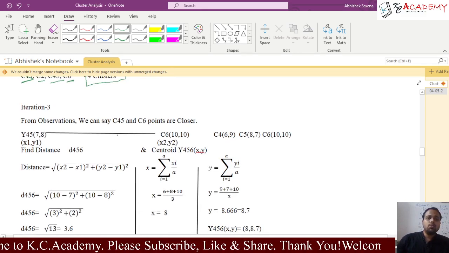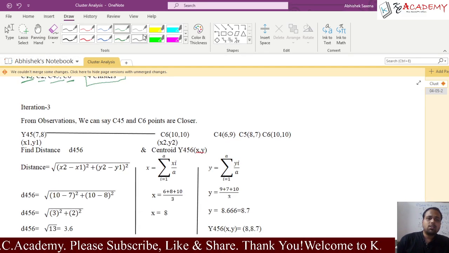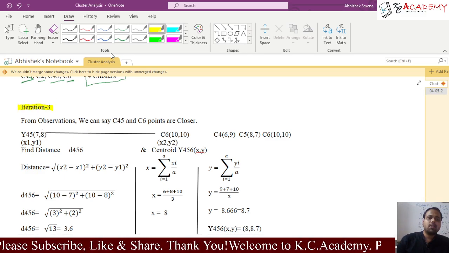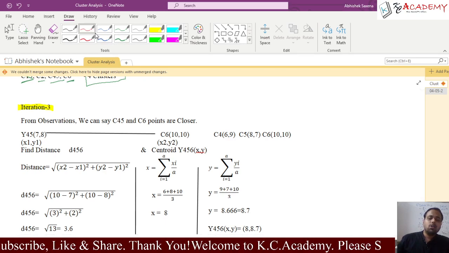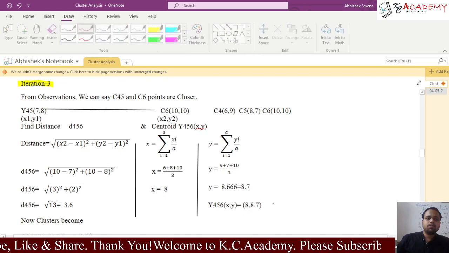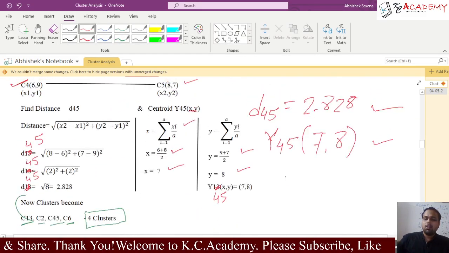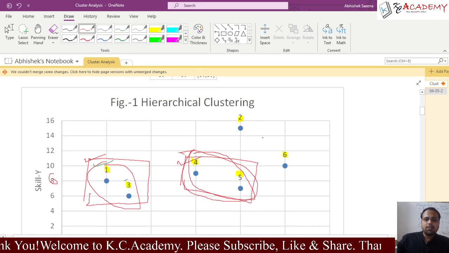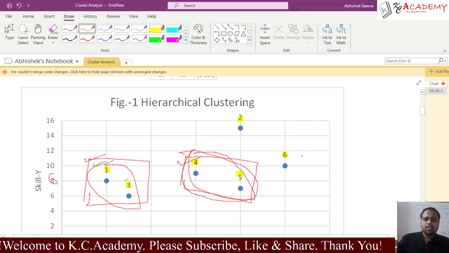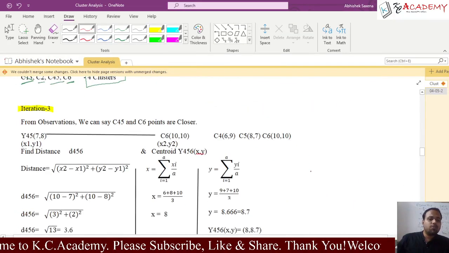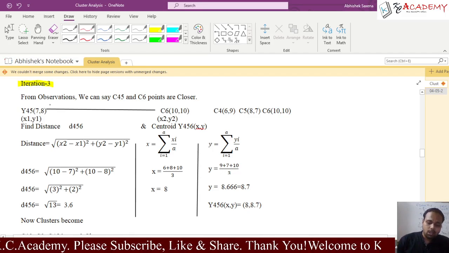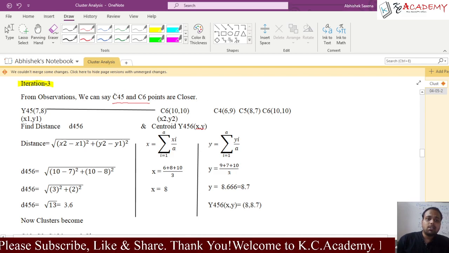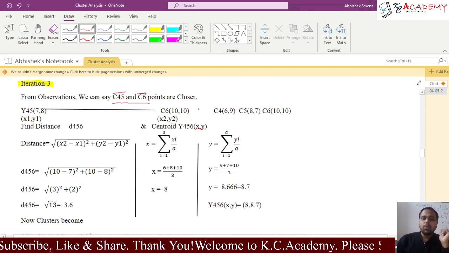Now in the next one, see what will happen: 2 and 6 are very far, so we'll not cluster 2 and 6. A lot of you might be thinking that we should cluster 2 and 6, but if you see the graph, 2 and 6 are farther as compared to 4 and 5. 5 and 6 are closer, so we have to group 6 with 4 5. So in iteration 3, we'll group C45 with C6.